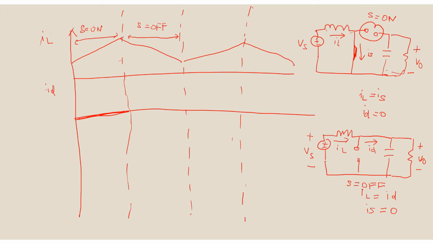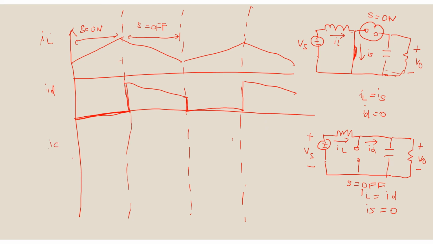Now let's go back to the waveform. You will agree with me if I say my ID follows the slope of the IL. Again, when the switch is on, my ID is 0, and when the switch is off, the slope follows the IL. That is the ID.